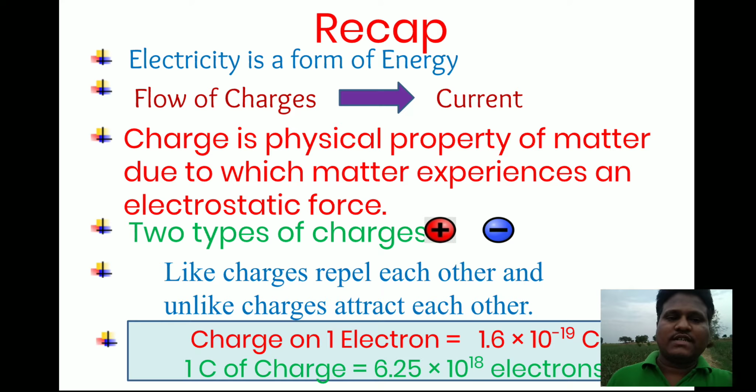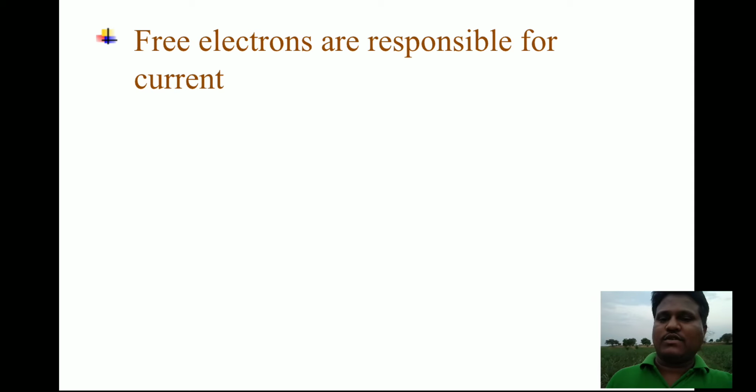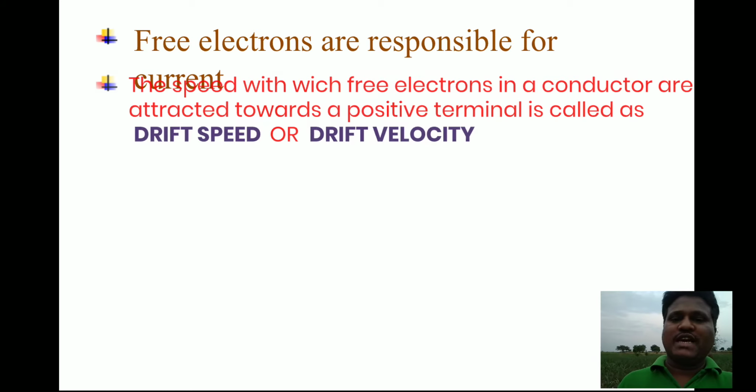We have also seen that the charge on one electron is 1.6 × 10^-19 coulomb, whereas 1 coulomb of charge is equal to 6.25 × 10^18 electrons. Moving further, we have also seen that the free electrons present in the conductor are responsible for the current. We have also defined the drift speed or drift velocity of free electrons: the speed with which free electrons in a conductor are attracted towards the positive terminal of a battery is known as drift speed or drift velocity.